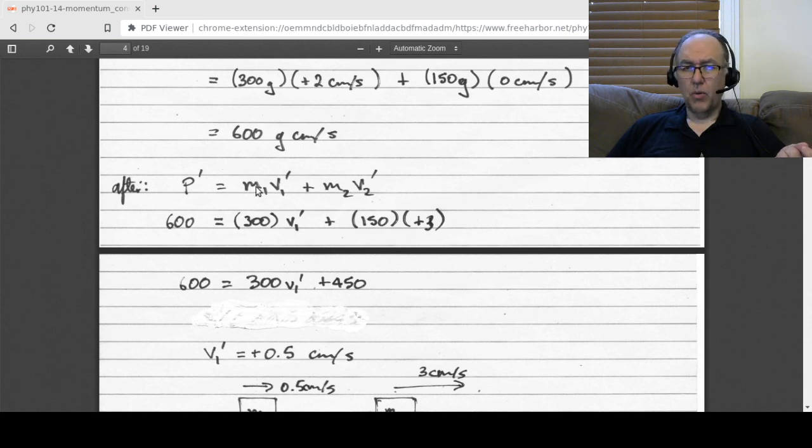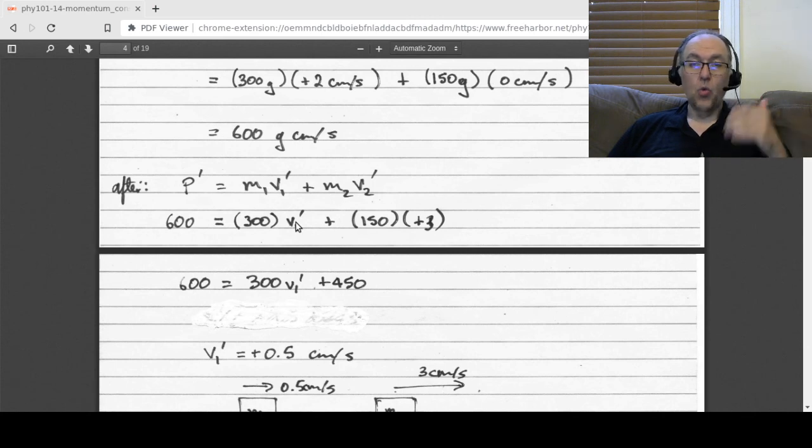Use the formula for the total momentum after and recognize that the total momentum after is the same as the total momentum before. So we have the 600 grams centimeters per second. There it is right there. So I just took P primed and I replaced it with 600 there. And for M1, that's still 300, the 300 gram glider. V1 prime, we don't know. That's what I'm asking for.